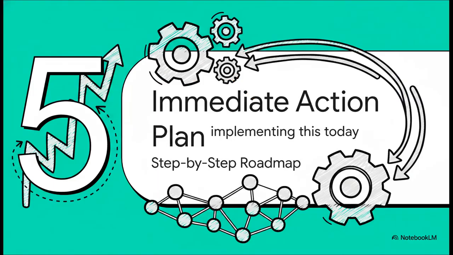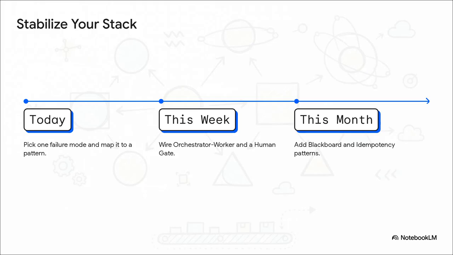Okay, let's wrap this up with Section 5, your immediate action plan. Let's get pragmatic. I want you to follow this precise, step-by-step timeline to stabilize your first multi-agent system. Today, I want you to map just one failure mode you're currently experiencing to one of the patterns we discussed. This week, wire up the orchestrator worker pattern and set up a human gate on your single most dangerous action.